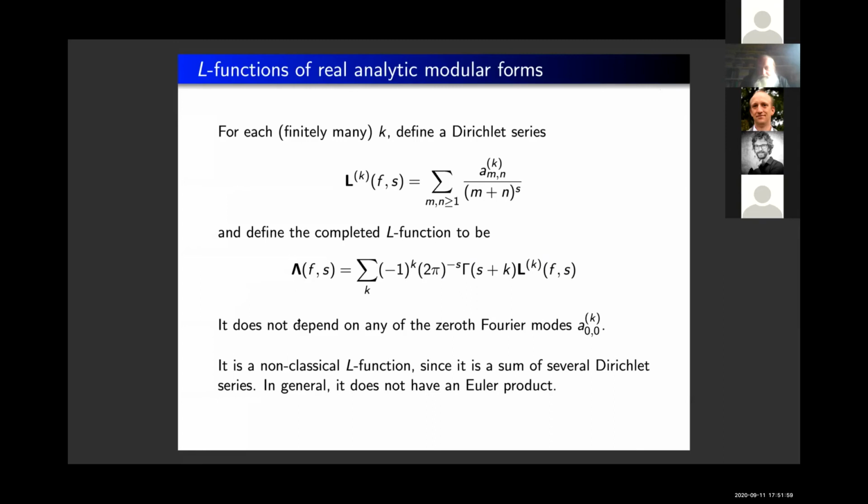Okay, so the key point is that nowhere in this formula do you use any of what are called the zeroth Fourier modes. They simply don't arise in the formula. The L function does not depend on them at all. And in fact, it doesn't really depend very heavily on these Fourier coefficients. It only depends on certain sums of them. This is not a classical L function, because it's a sum of Dirichlet series. It's got different gamma factors coming in. It certainly doesn't have an Euler product.